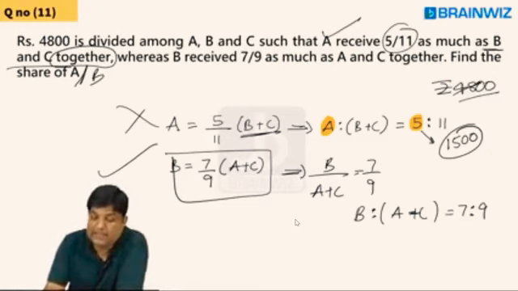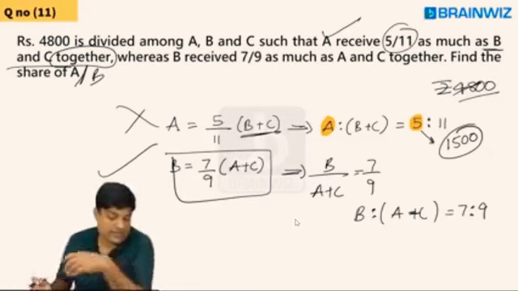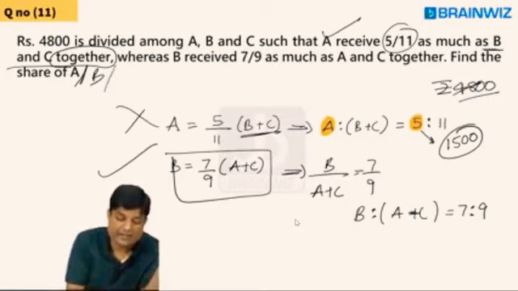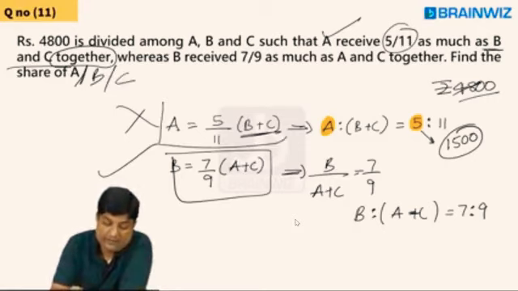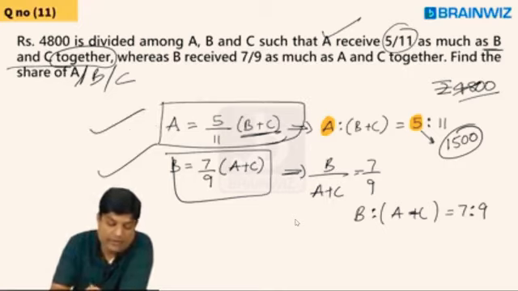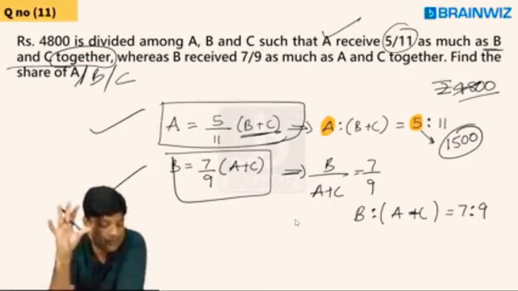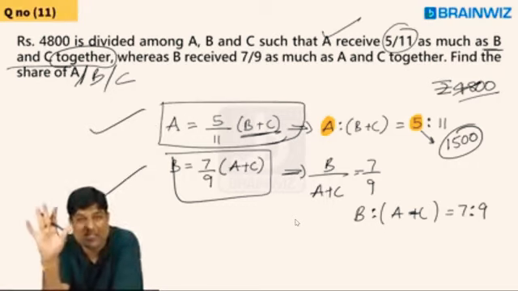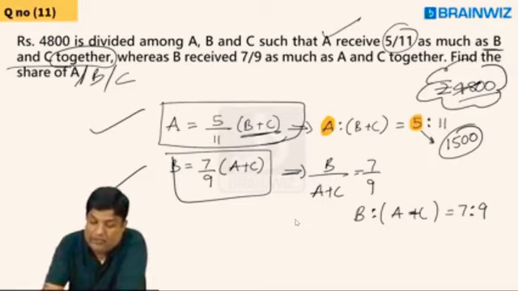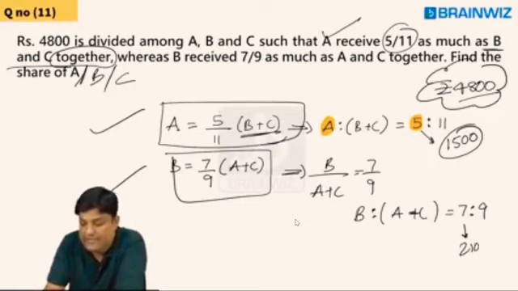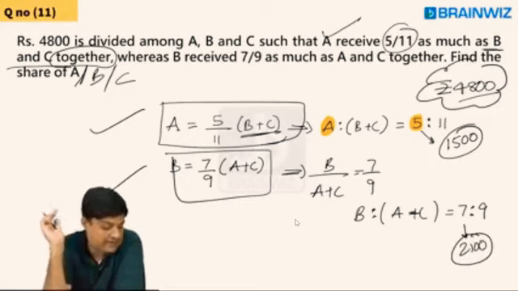So like this you'll get the share of B. Yes, 2100 I got. If I ask you share of C, you have to do first this one and get the value of A, again get the value of B. After you get A value, B value, from the total amount you subtract A and B value. A value is 1500, B value is 2100. Subtract these two from the 3600, you'll get it.